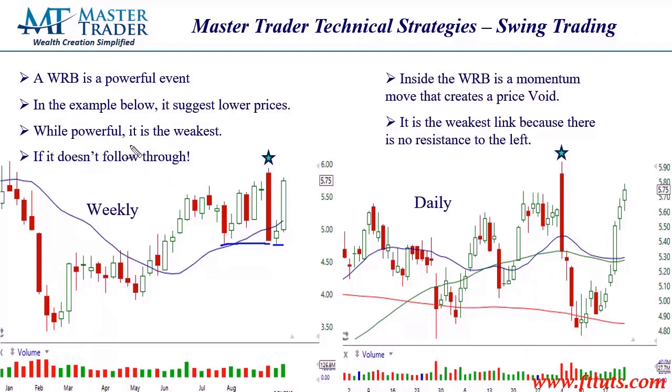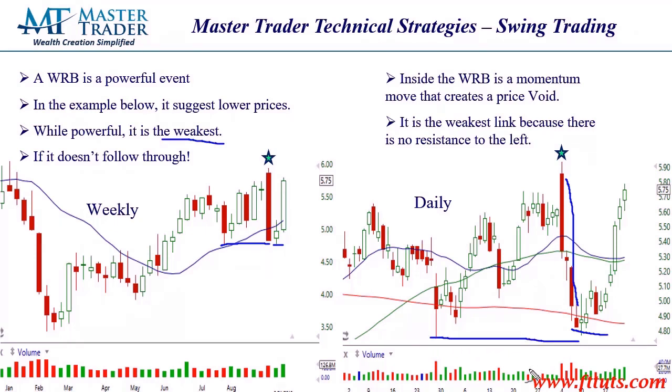Now, as it says, while it's powerful, it's the weakest link, because you understand the concept that a wide range bar is a momentum move in a smaller time frame. So if it doesn't follow through, it's a shock, and now there's nothing to stop it from going higher. So looking at the daily time frame, you can see the momentum move here, and then this stabilization down in this area.